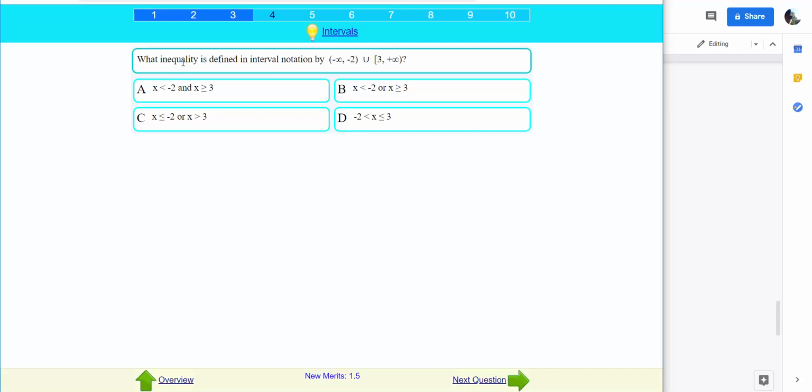What inequality is defined in interval notation by negative infinity to negative 2? So x is less than or equal to negative 2. And x is greater than or equal to 3. That's the union, so that's the OR.